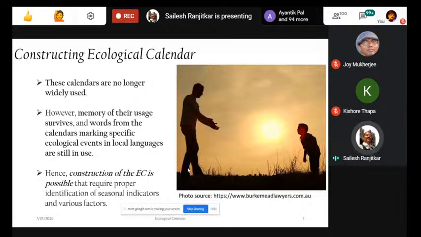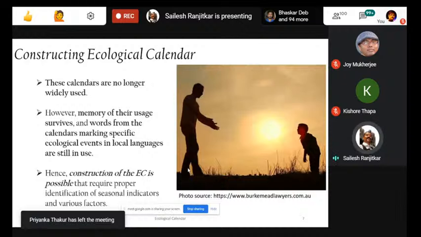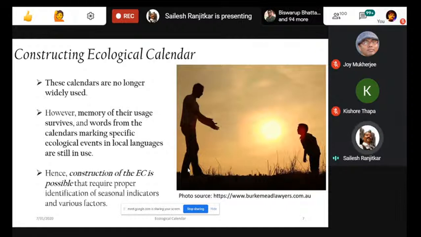So our consideration was the memory of their uses. These calendars' uses still survive, and the words from the calendar marking specific ecological events in local language are still in use, which could be very useful for local climate change adaptation practice. Hence, construction of the ecological calendar is possible, and that requires proper identification of seasonal indicators and various other factors that we will discuss.